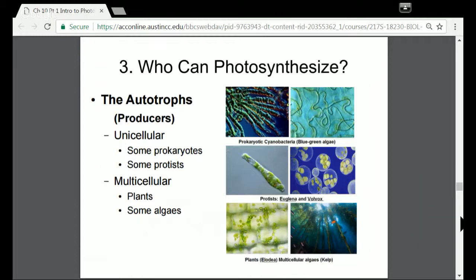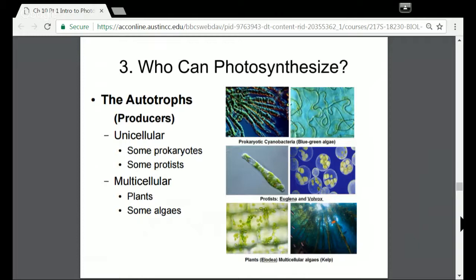The top two pictures there show you cyanobacteria. These are prokaryotic cells, and these are some of the oldest known photosynthesizers on the planet. They go back 3 billion years. There's even fossils of them that are 3 billion years old, if you can believe that. The middle two show eukaryotic, unicellular photosynthesizers. There's euglena on the left, which you did get to see. And some of you may have gotten to see Volvox on the right, little spheres that roll around. They're multicellular or colonial.